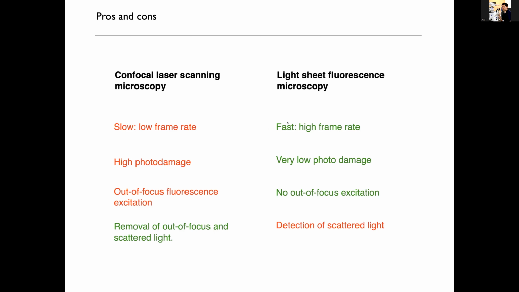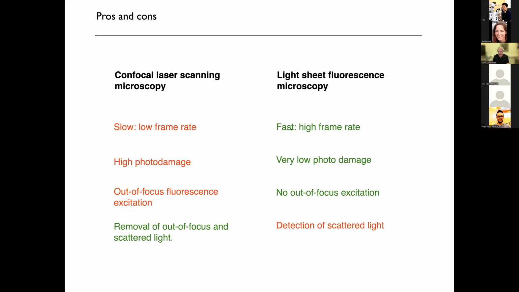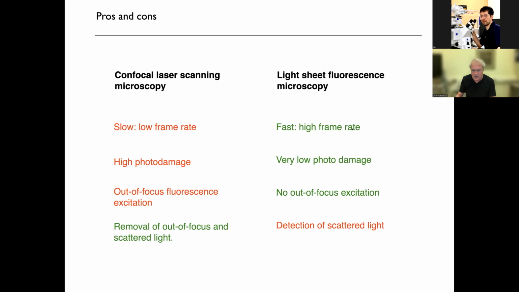Whereas with light sheet microscopy, on the other hand, we saw that we have a high frame rate because we can detect a complete sample section in one instant using a parallel light detection device. We have very low photo damage because we illuminate only the plane of illumination and the plane of detection. We have therefore no out of focus excitation, and we have, but this is a disadvantage, of course, the detection of scattered light, which might reduce the contrast.